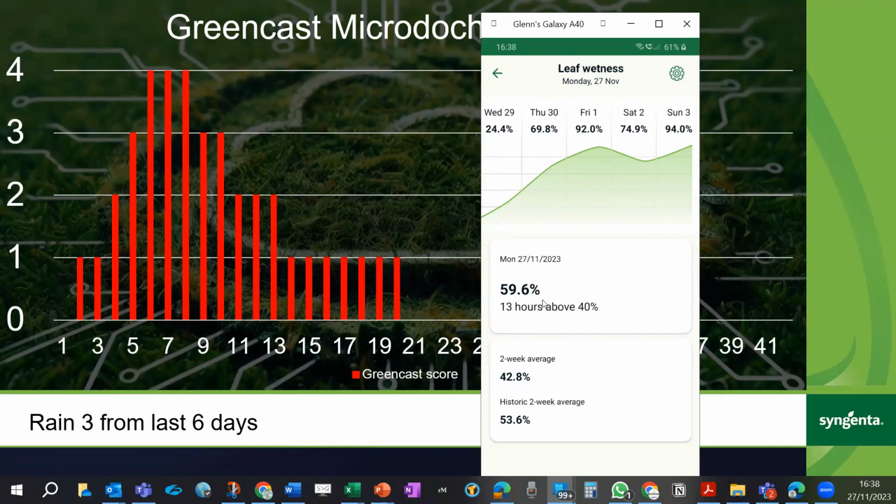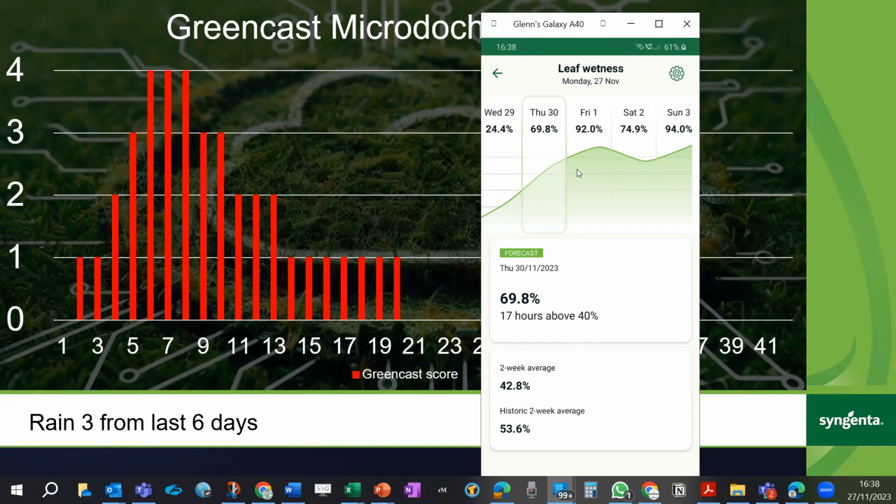If we look at today, we're 13 hours above 40%. If we start looking into Thursday, 17 hours above 40%, Friday, 24 hours. So what's really important to look at here is just how long a block that's going to be without any break in leaf wetness. That starts to worry me a bit more, and you start to weigh up all these different parts of it. Now, from a leaf wetness point of view, we are about 10% wetter than we would be normally through this period of the year. So whilst the microdochium model is picking out average, and soil temperature is a little bit lower, leaf wetness is a little bit higher.